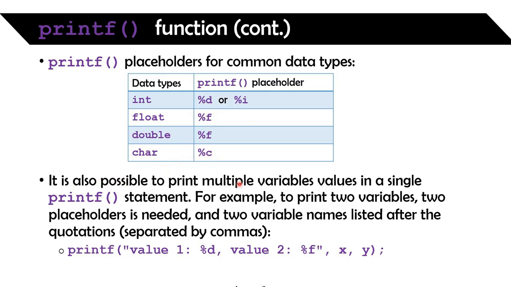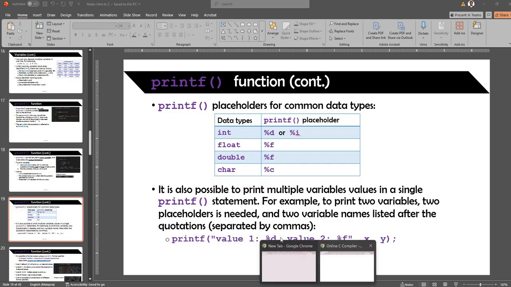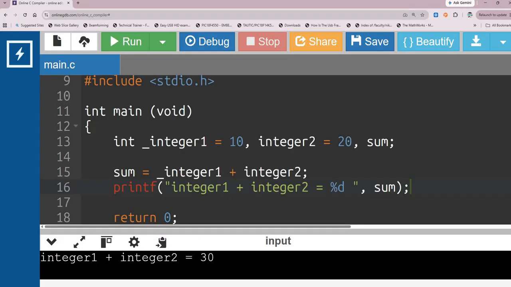So you can also print multiple variable values within a single printf statement. For example, let's say you have this one: value 1, %d, value 2, %f, then x and y. Can you modify your statement now to do that? Go back here. I want you to change it so that the value of integer 1, the value of integer 2, and also the value of sum are displayed.